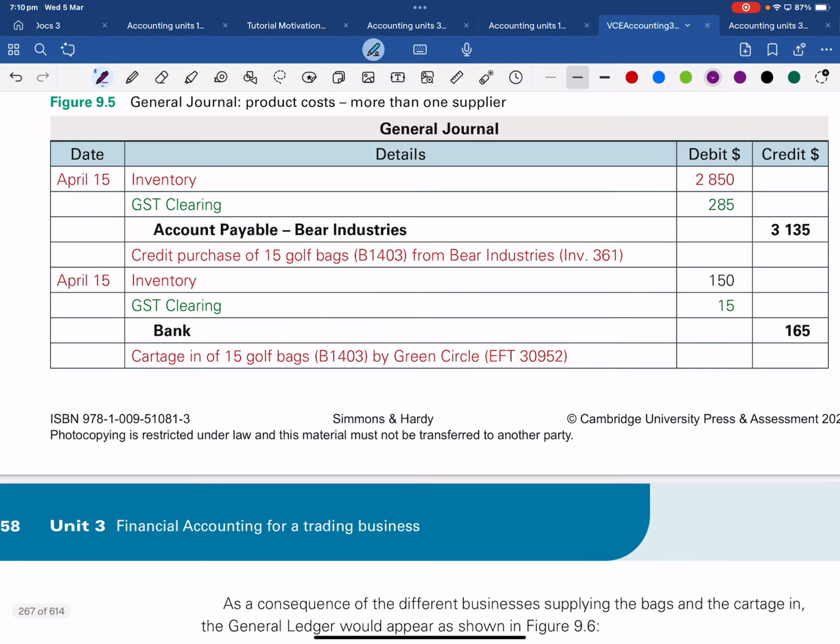Tell me. Nobody remembers? Why do we have two sets of entries? No? Can't remember? What did I tell you?